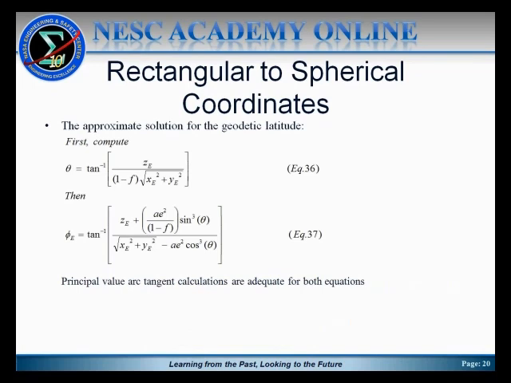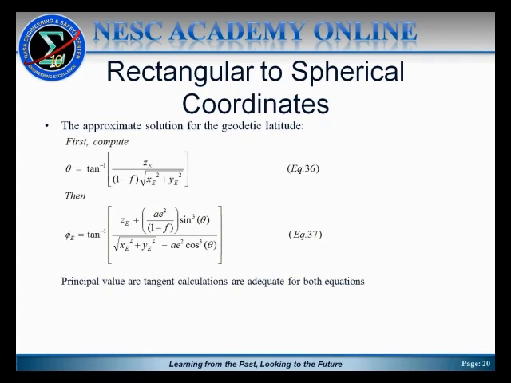Now going to the next slide, we'll show how you would compute the approximate solution for geodetic latitude. First you compute something, I'll call it theta for lack of a better name, in equation 36. It's the arctangent of ZE divided by 1 minus the flattening ratio times the square root of XE squared plus YE squared. And again, obviously, XE, YE, and ZE here are just the rectangular coordinates of the position you're trying to describe. Then once you've computed theta using equation 36, you compute geodetic latitude as shown in equation 37.